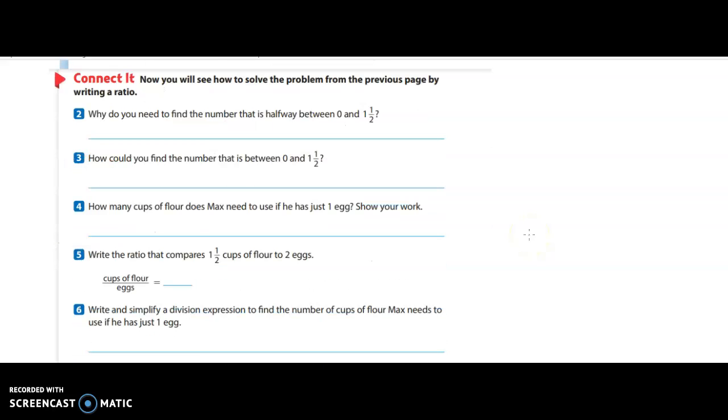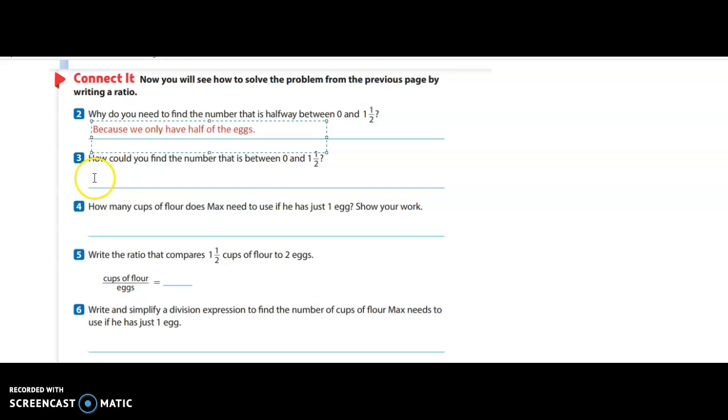So on the right-hand side of your book, you guys have these questions. We're going to go in and fill them in together. So let's go ahead and make sure we have a pencil in our hand. If we haven't been marking it up so far, make sure that we have those markings in there. I will be looking at your guys' books just to make sure you guys have followed along, just like with notes. So here it's asking us, why do you need to find the number that is halfway between 0 and 1 and 1/2? So the reason why we're having to do that is because we only have half of the eggs. So we know we're going to need half of the flour. So we're doing that because we only have half the eggs.